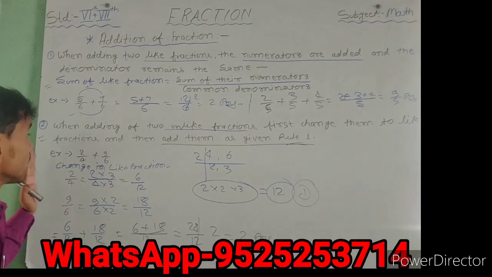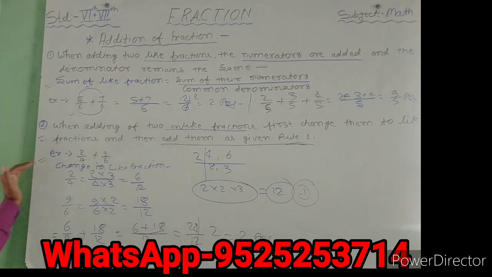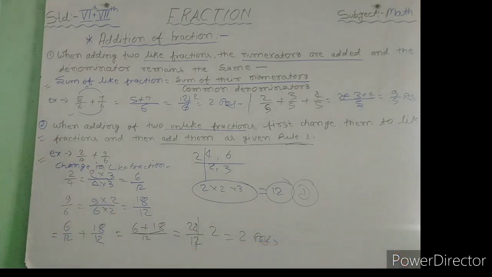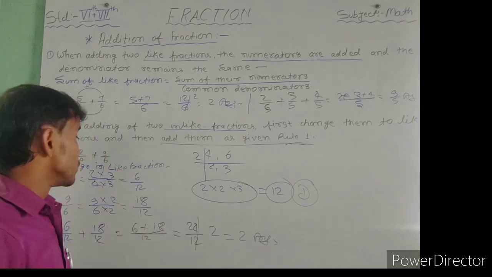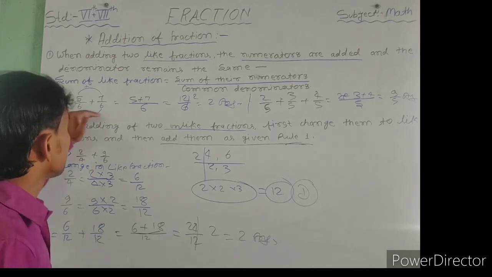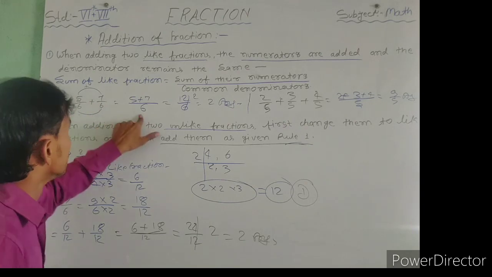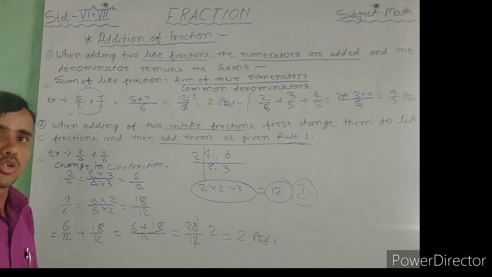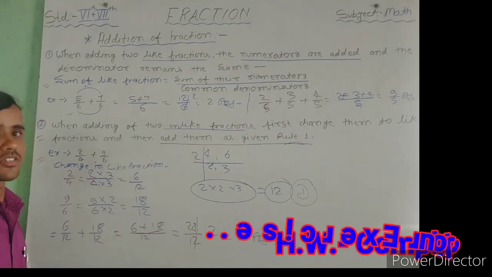This type of question comes in your paper, in your exam, and in your exercise. Firstly you convert to like fractions. Then, as usual, follow the first rule: when like fractions come, take one common denominator and add the sum of their numerators. Okay, so firstly write it down in your copy, and next we will discuss the next topic.